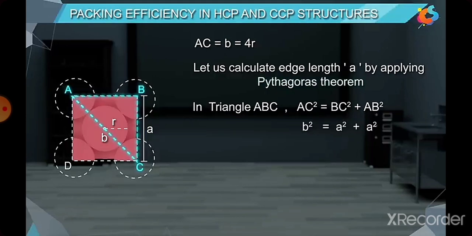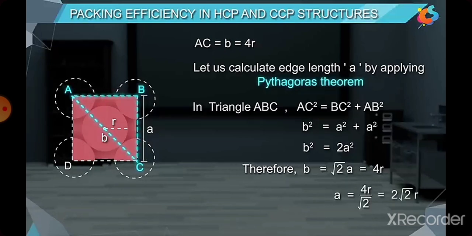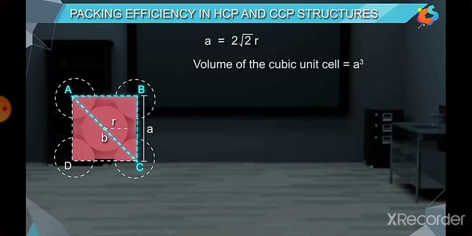b square is equal to a square plus a square. b square is equal to 2a square. Therefore, b is equal to square root 2 a, which is equal to 4r. Therefore, a is equal to 4r by square root 2, which is equal to 2 square root 2 r. Volume of the cubic unit cell is equal to a cube, which is equal to (2 square root 2 r) whole cube.